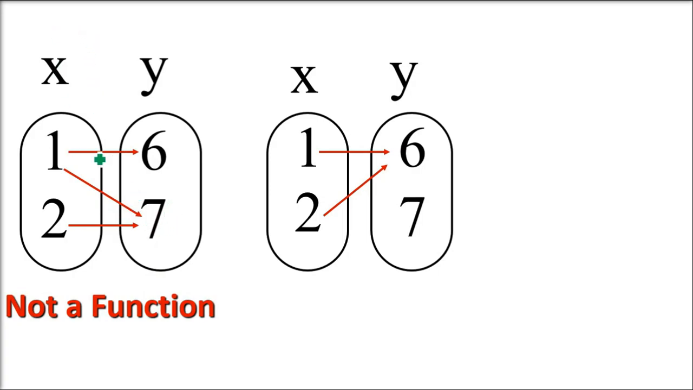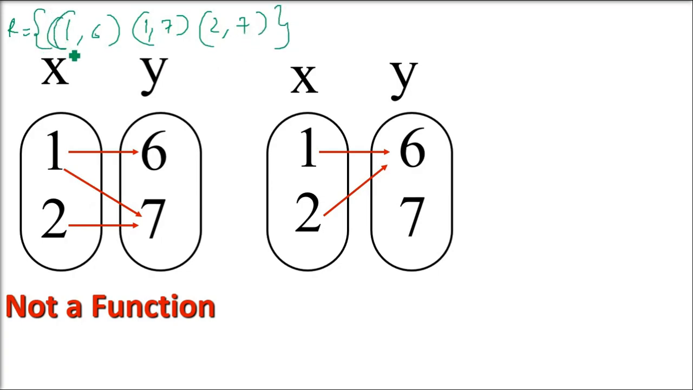What is the condition? The only way is to write the ordered pairs. Whichever first and second elements are there, I am just writing (1, 6), (1, 7) and (2, 7). This is the relation of this mapping. But just see the x values. Don't worry about the y values. If the x values are repeated, that means it is not a function.